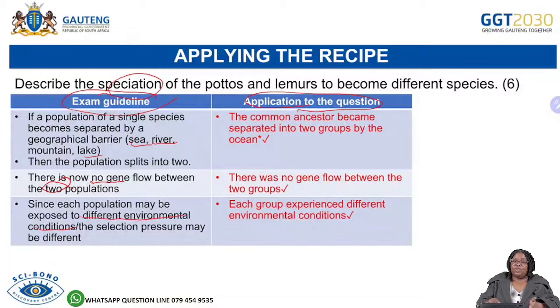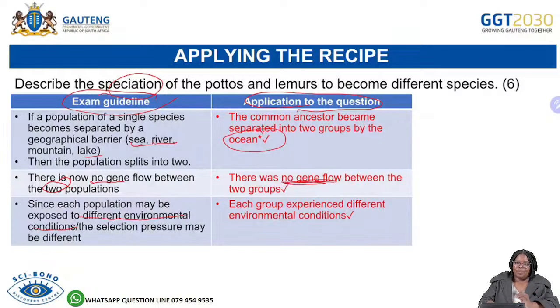description of speciation. Coming to application of the content that we were given earlier on. So application to the question. Remember, we are talking about the lemurs and the pothos, right? Now, the common ancestors became separated into 2 groups by ocean. And if you can check, in most of the cases when you are given a scenario, you must be specific. So in this case, we cannot talk of the sea, we cannot talk of the river, we cannot talk of the mountain, because in that scenario, we were given that it was Indian Ocean. So the common ancestor became separated into 2 groups by the ocean. Then there was no gene flow between the 2 groups. They are separated. Then each group experienced different environmental conditions.